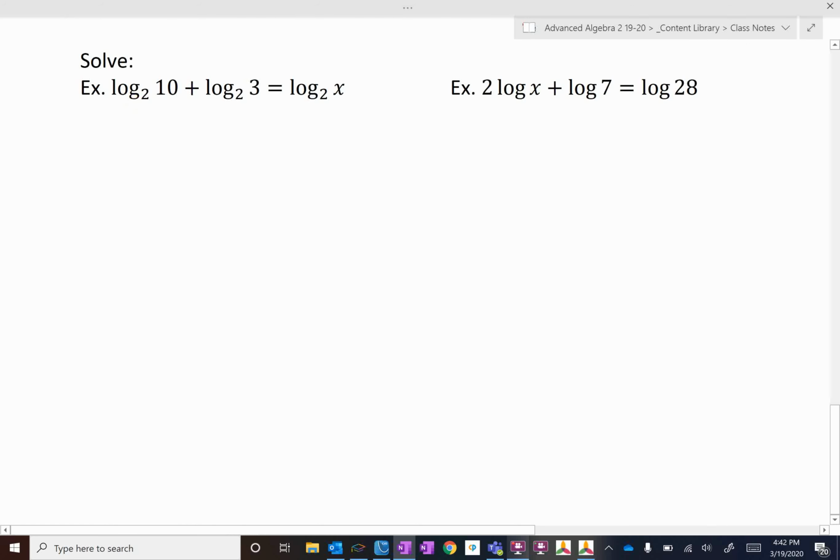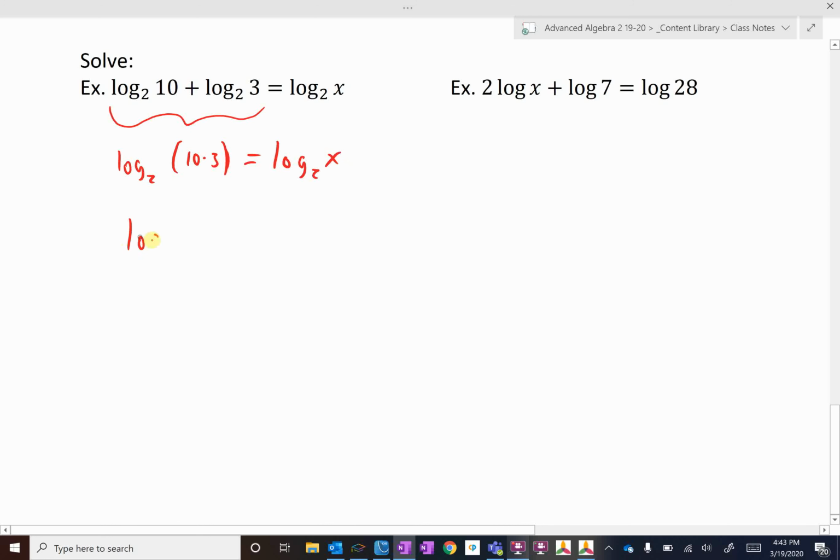So using our rules for logarithms, we can simplify these expressions down so that we'll actually be able to solve these equations. For example, here on the left, it says log base 2 of 10 plus log base 2 of 3 is equal to log base 2 of x. Well, we have like bases here on the left side, and if we have like bases that are being added, we can actually multiply those powers, 10 and 3, using the product rule. The product rule says if we multiply like bases, we would add the powers. That's what's happening here. So we know that the log base 2 of 10 times 3 would be equal to log base 2 of x.